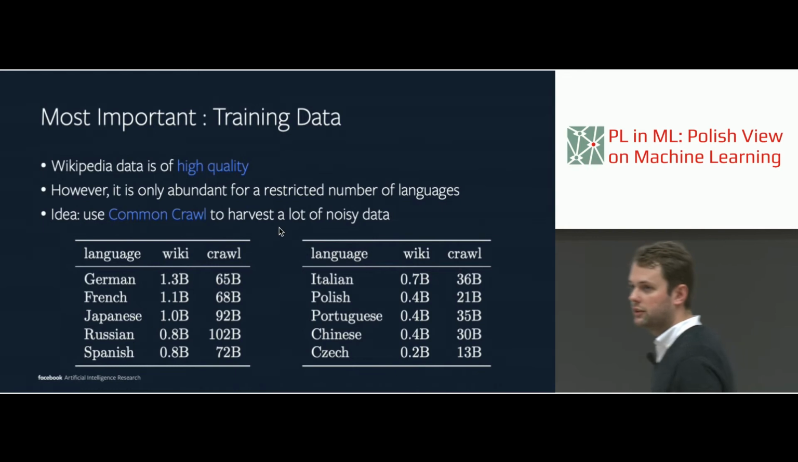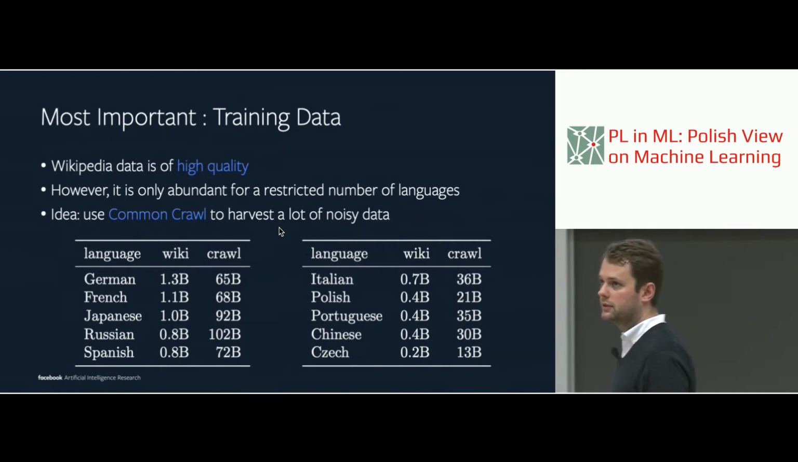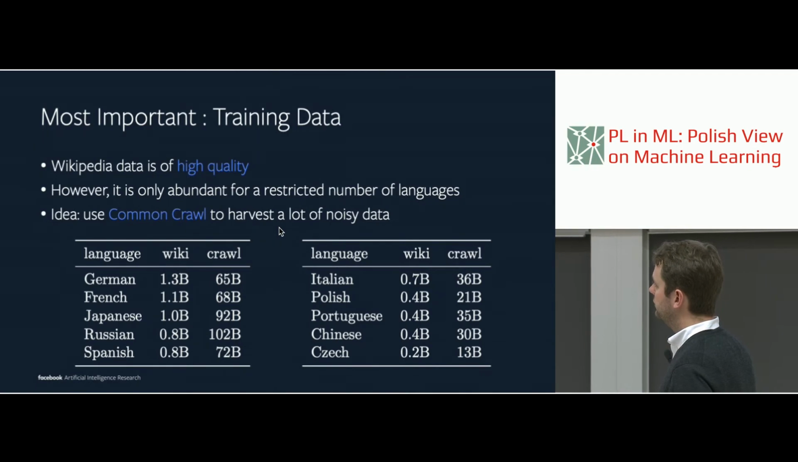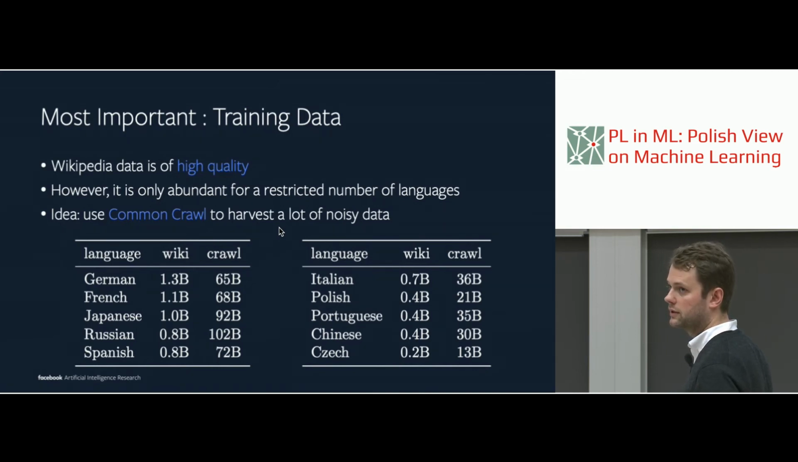So if you compare in terms of number of tokens, for languages such as German, we had 1.3 billion tokens. For French, 1.1 billion on Wikipedia. But when we mined Common Crawl, we ended up with a data set which contains 60 billion tokens. So it's actually pretty large. For Russian, we moved from below 1 billion to 100 billion.